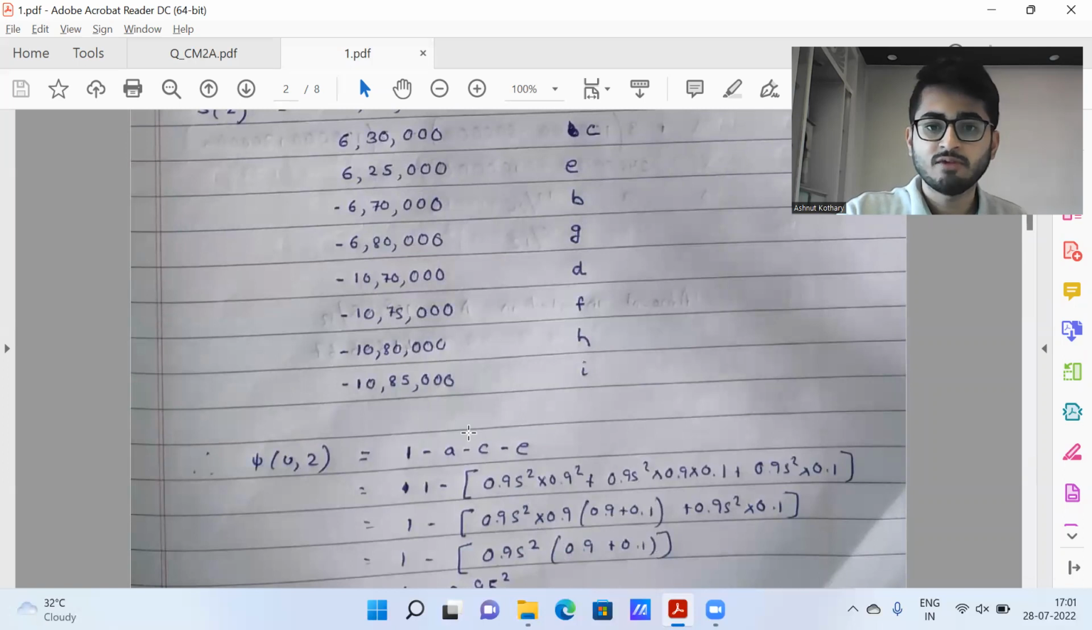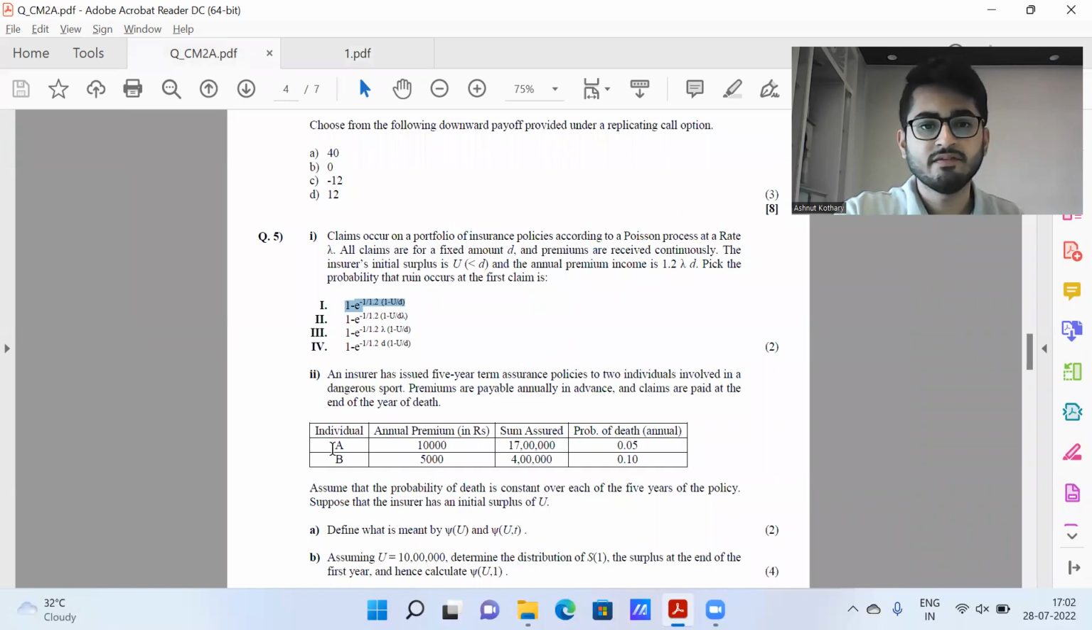And also, ultimately what you can also comment is that here ruin shall occur the moment B claims, where there's a payout, or not, sorry, it's actually A over here. Let me just check the question. Yes, if A makes a claim, then there will be ruin.